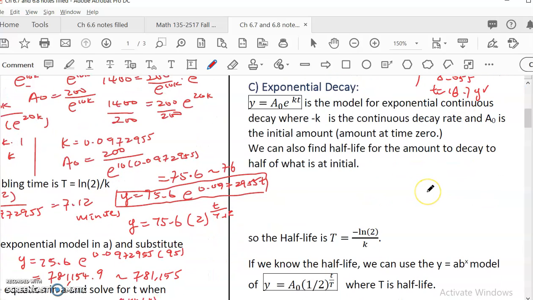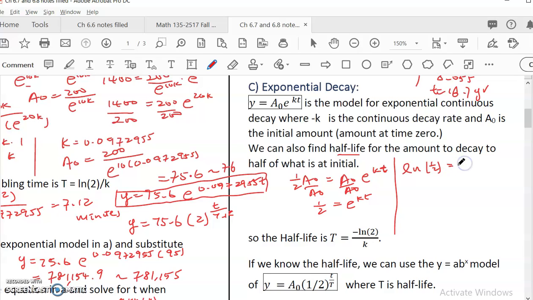Another way to look at decay would be the time for it to decay to half, and we call it half-life. So sometimes we would use half-life to model it. Let's say half of a0 equals a0 e to the kt, and we want to find out what this half-life is, the time that would leave half of a0. So divide by a0 on both sides. Our equation becomes 1/2 equals e to the kt. So you can take ln on both sides.